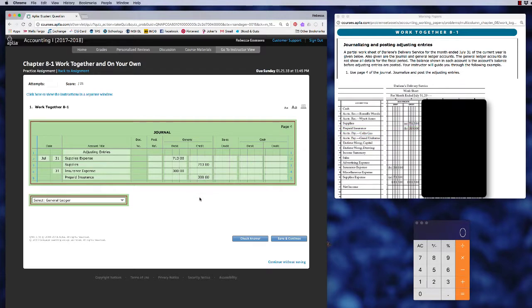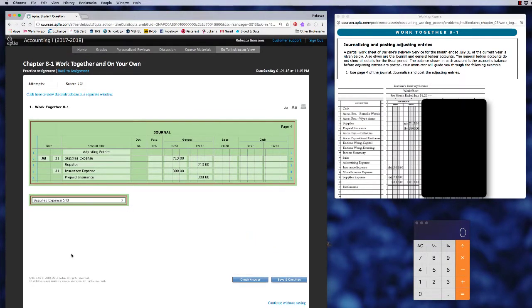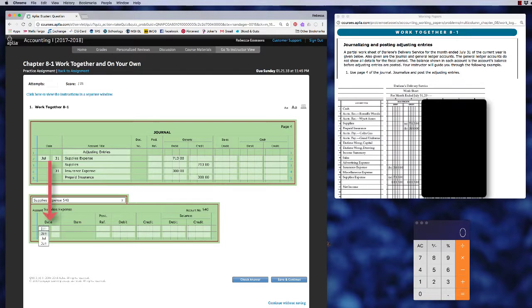Now we need to take and post these entries from the journal into the general ledger. So my first line here is supplies expense. So I'm going to go down and I'm going to open up my supplies expense ledger. I'm going to start with my date, July 31st. These come from page 4 of the journal. That's where they're posted. So I write page 4. Supplies expense was a debit. So I'm going to copy that down into a debit.